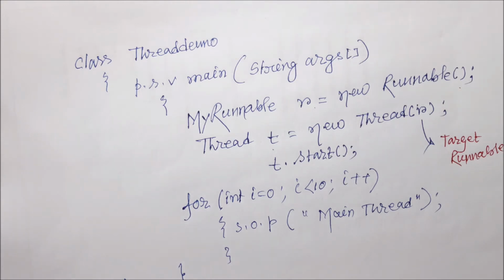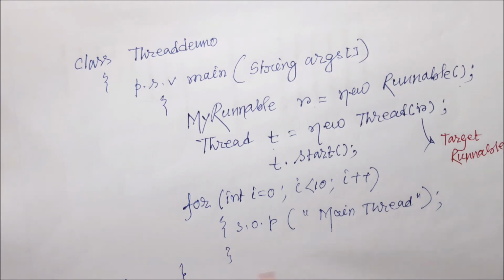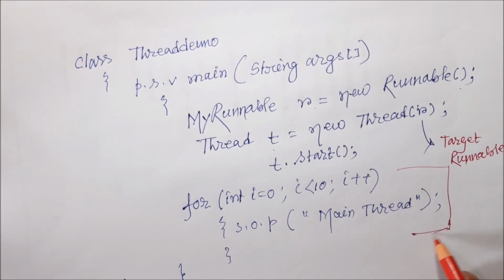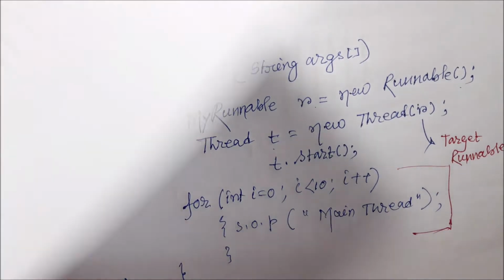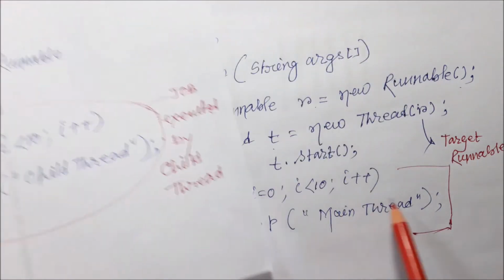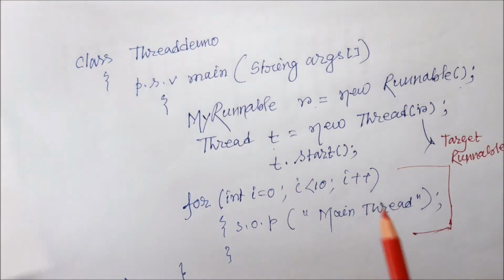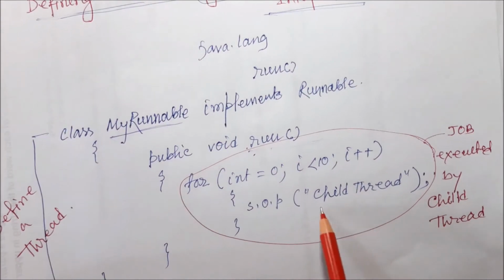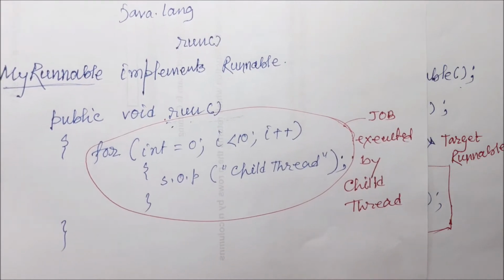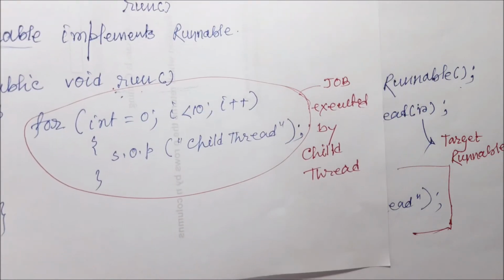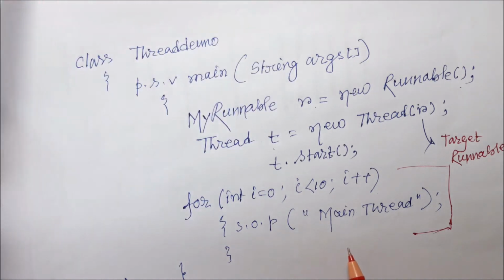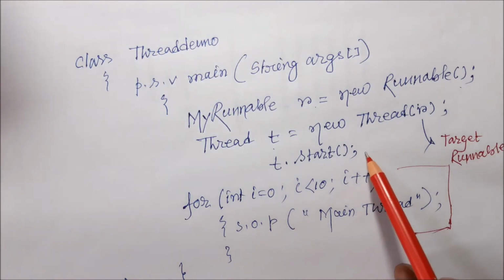So that's why I am writing that this part of the code will be responsible for the main method, main thread, and that part of the code will be executed by the child thread. This part will be executed by the main thread, and this part by the child thread. Just to differentiate how the execution will flow or how the thread will be created. It is not mandatory to write those. Up to this point is mandatory.